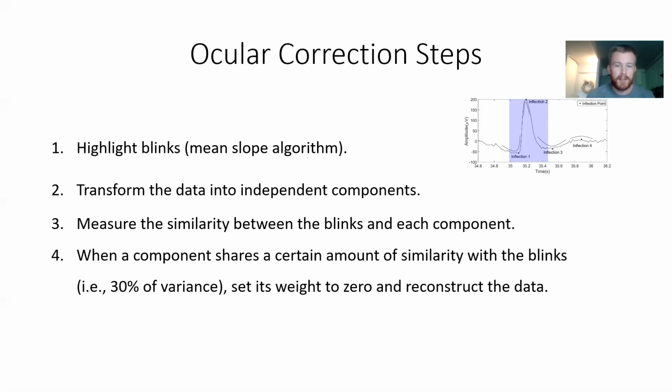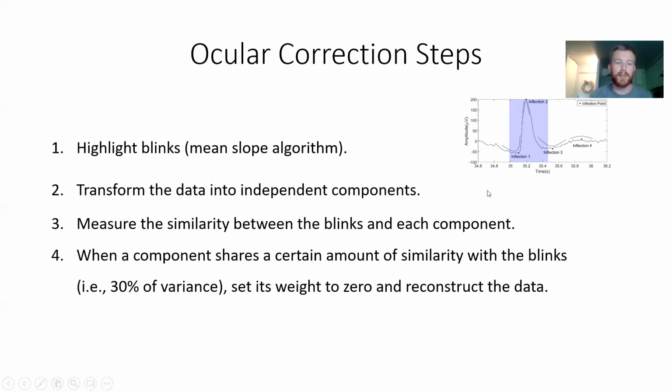So in order to measure the similarity between a component and a blink, we're going to use an eye channel that we've set up when we recorded the EEG. We're going to use our vertical eye channel for blinks and our horizontal eye channel for eye movements. And we're going to look at the time windows that we specified in step 1. So maybe 35 to 35.4 seconds in this example at channel VEOG, or whatever channel we use to measure that vertical eye activity. So we're going to look at how similar all of our components are with the vertical eye activity for these time windows.